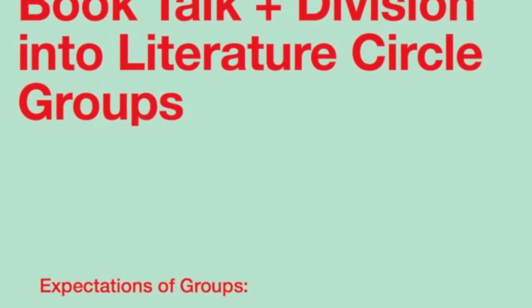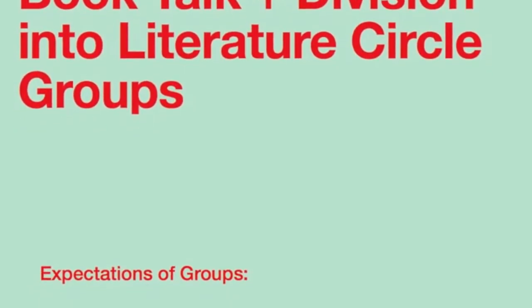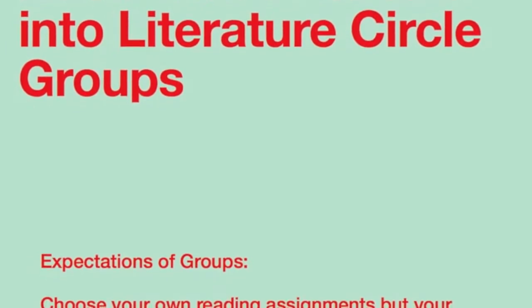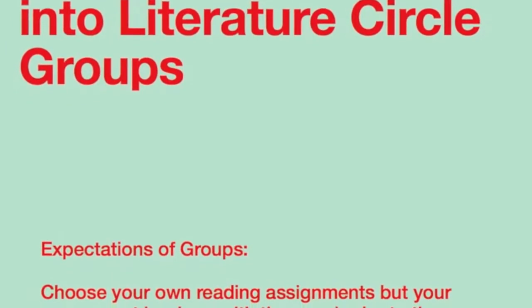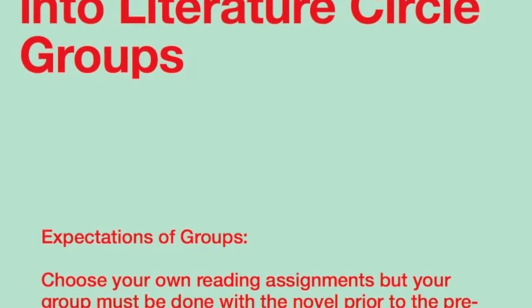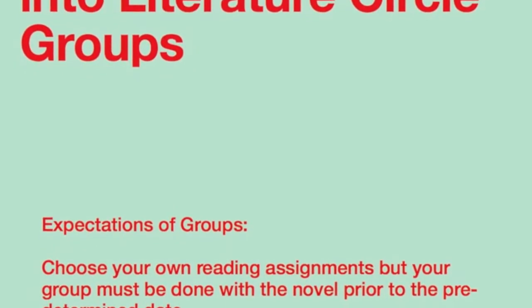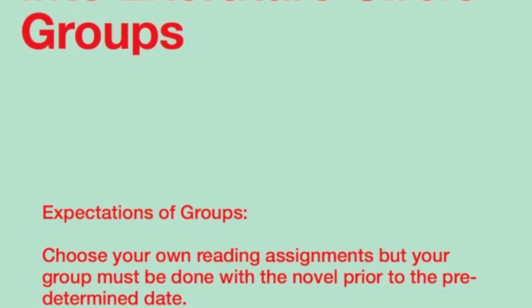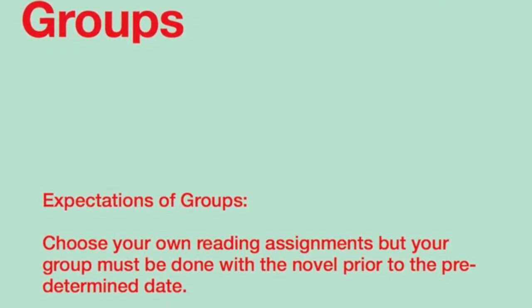We will let them know that they are able to choose their own reading assignments prior to each meeting as long as they have the entire book read and discussed material for the final date. We will discuss our expectations for the literature circles. Groups will meet 2 times a week.